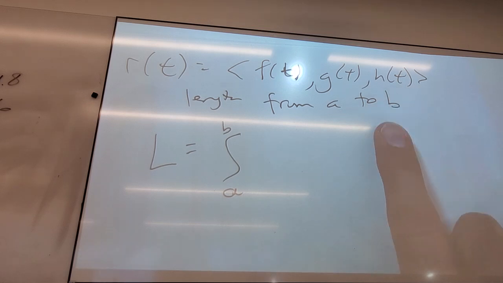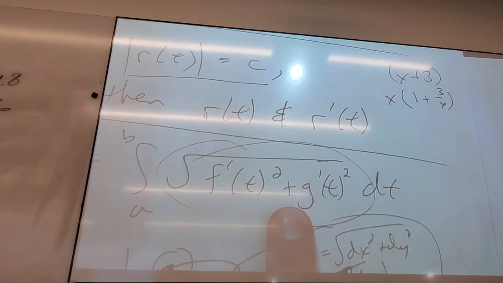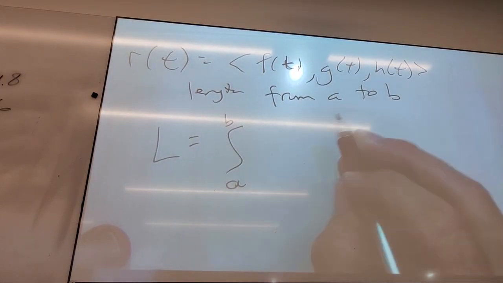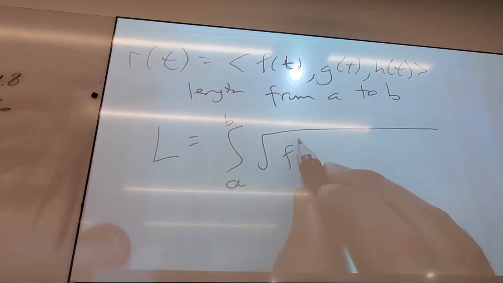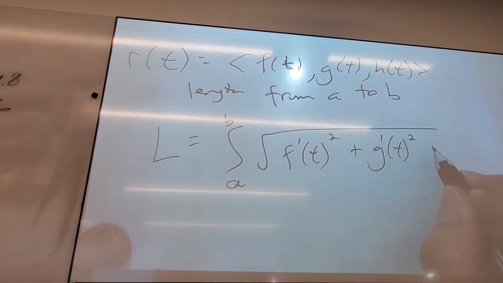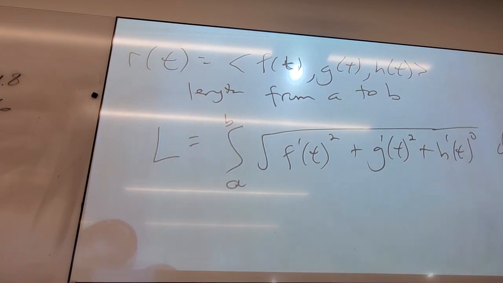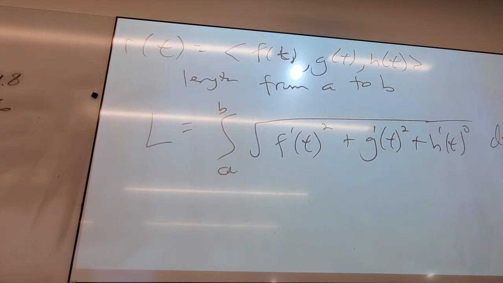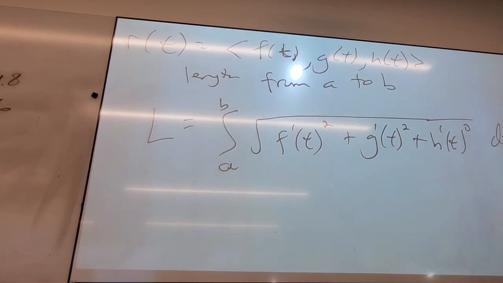So all I have to do is, it's basically this exact same thing for a plane, I just have to give it one more dimension, right? So this would be the integral of the square root of f prime of t squared plus g prime of t squared plus h prime of t squared dt. How are we doing so far?